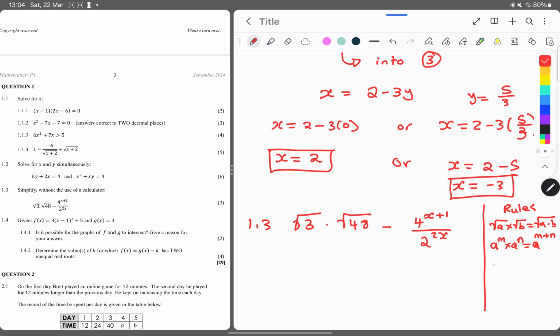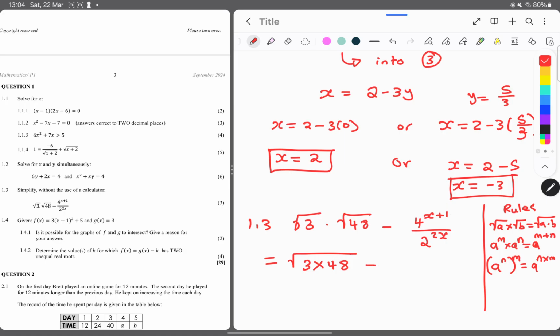I've also seen the power of a power: a to the power of n, all to the power of m, is the same as a to the power of n multiplied by m. Now, knowing the rules, it's easier for me to apply. The question is simplified, which means there's no equal sign, and therefore your equal signs must be on the left. This is equal to the square root of 3 times 48 minus.